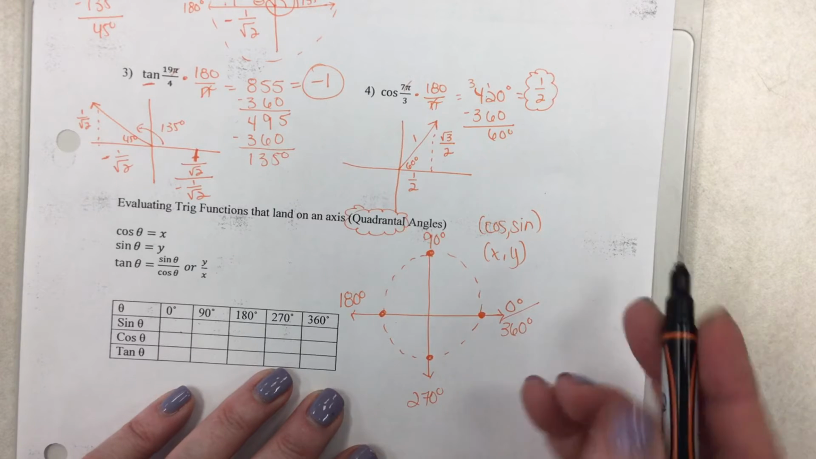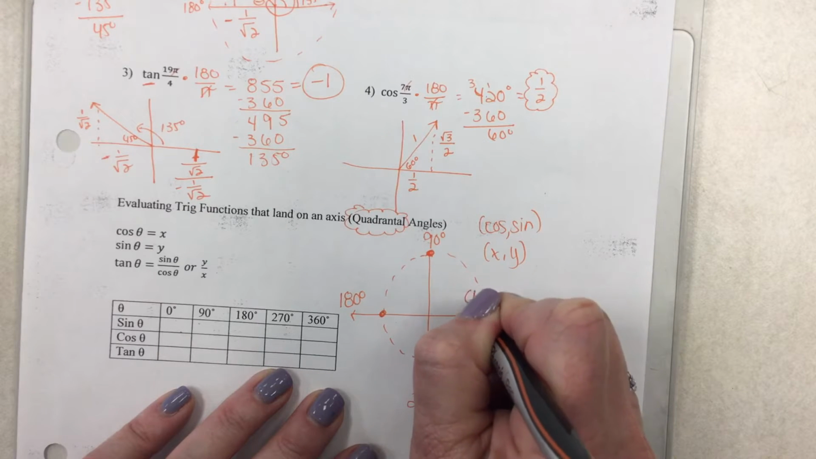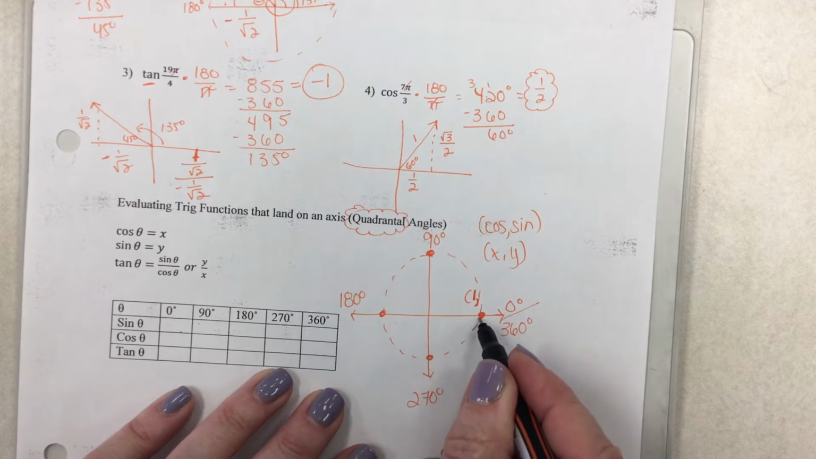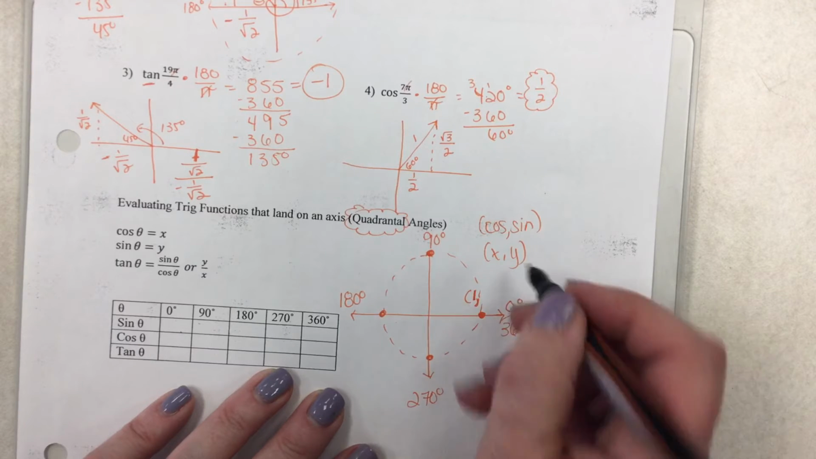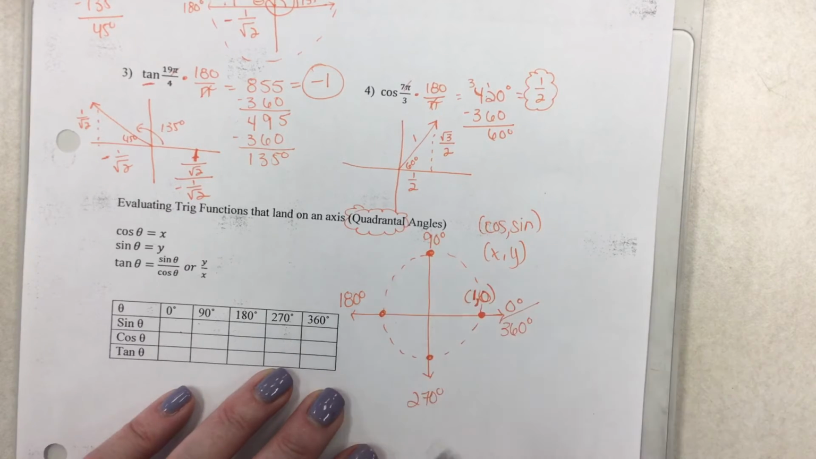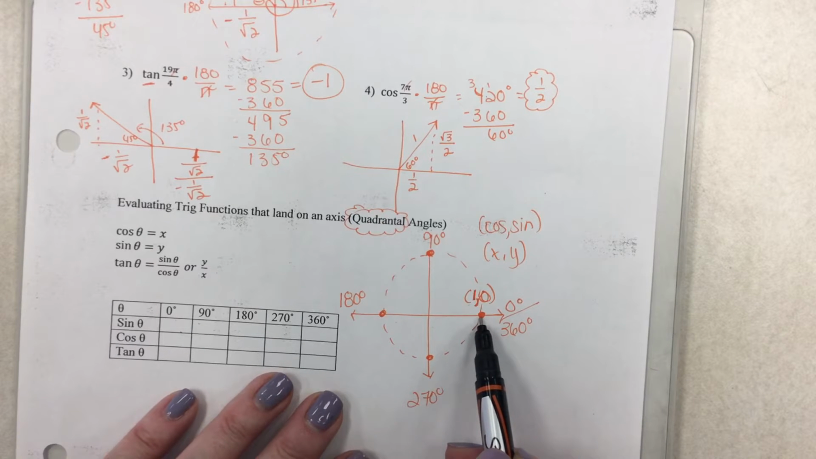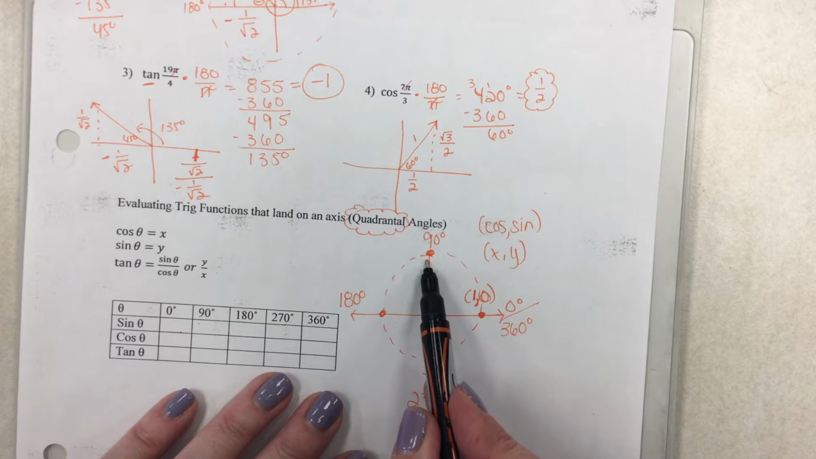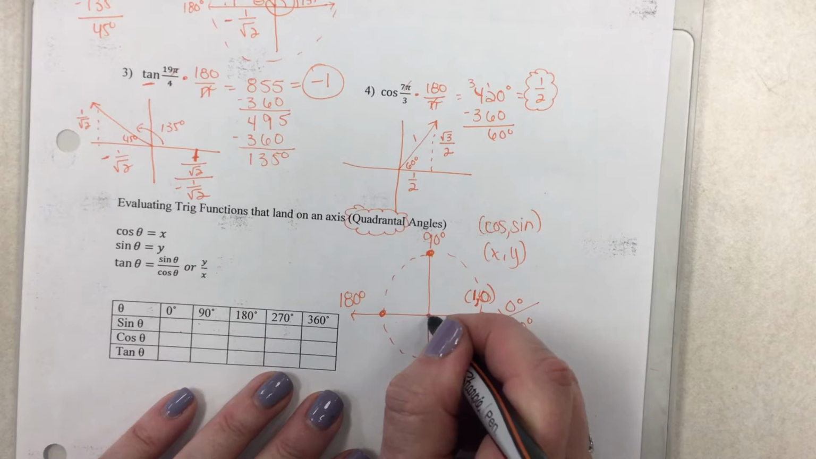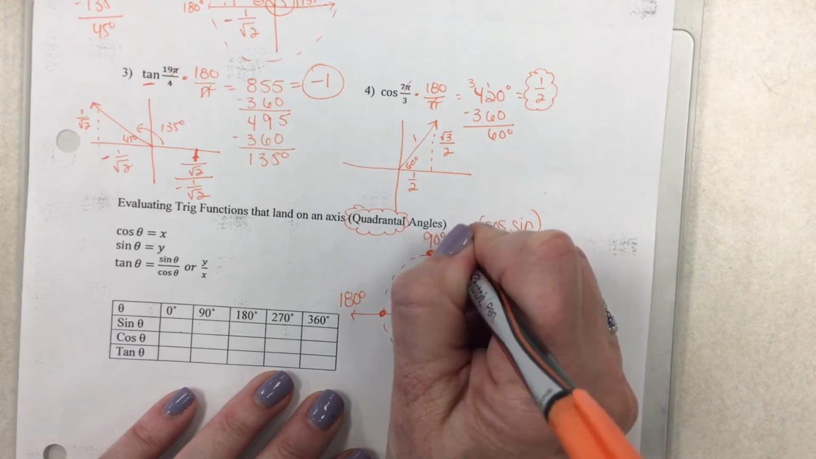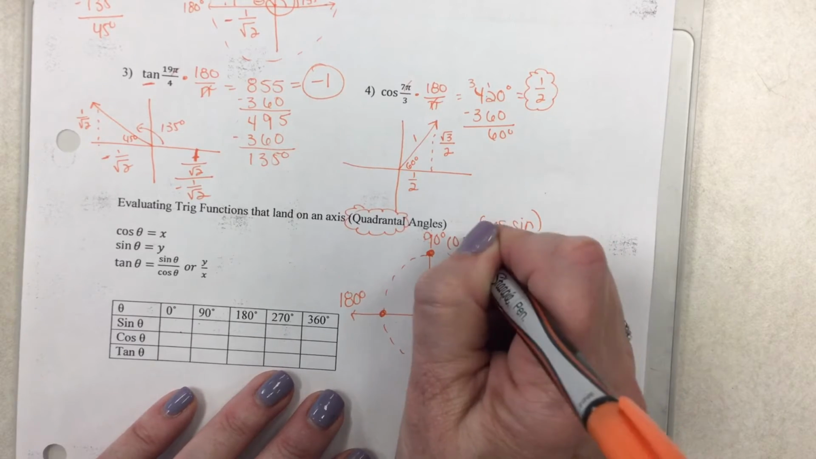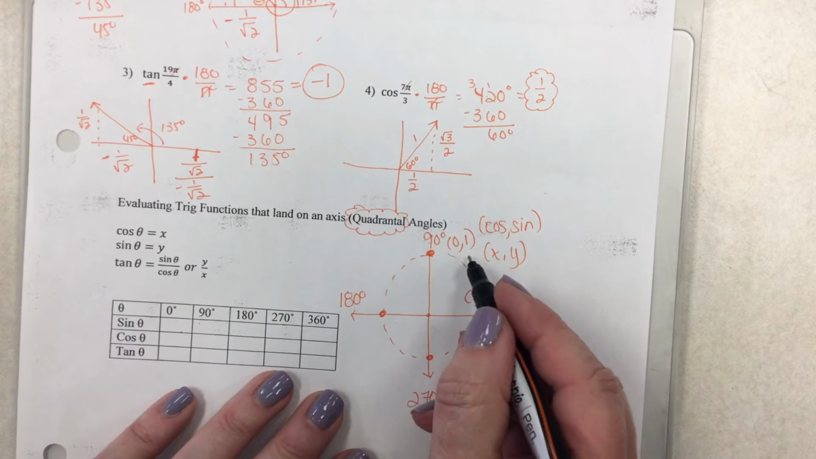So at 0 degrees, what would be my coordinate point? I go over how much? I go over 1 unit, but I don't go up and down, so it's 1, 0 at 0 degrees. If I rotate up to 90 degrees, starting at the origin, I don't go right or left any, so I'm at 0, but I go up 1. So at 90 degrees, I'm at 0, 1.